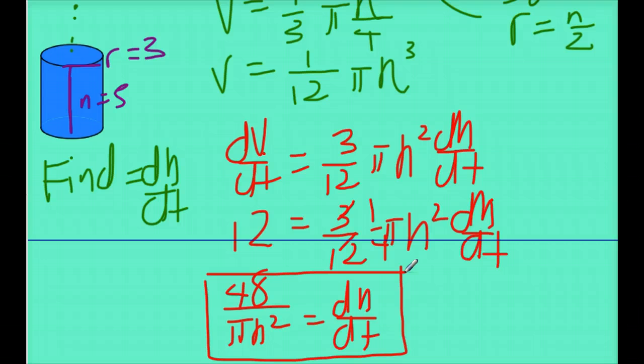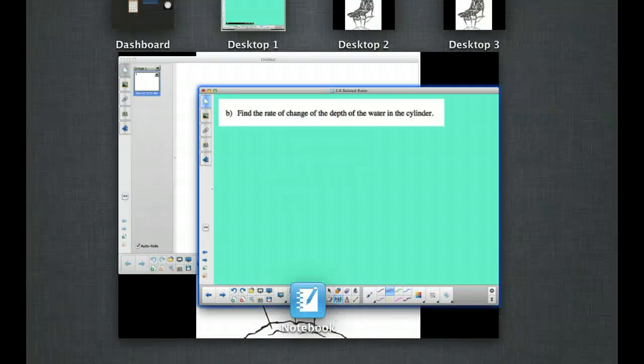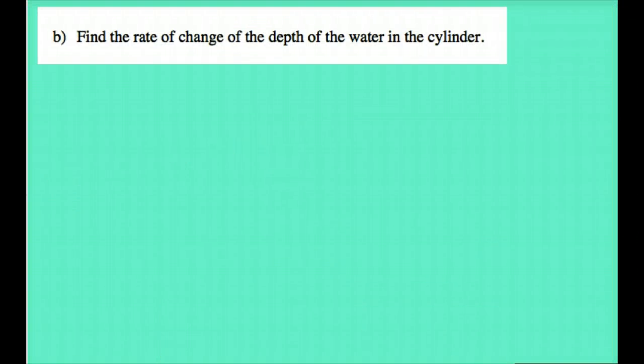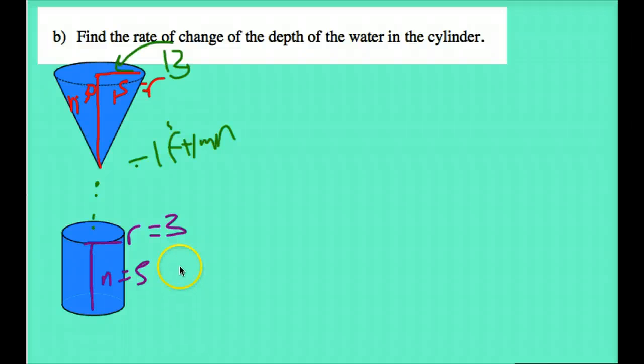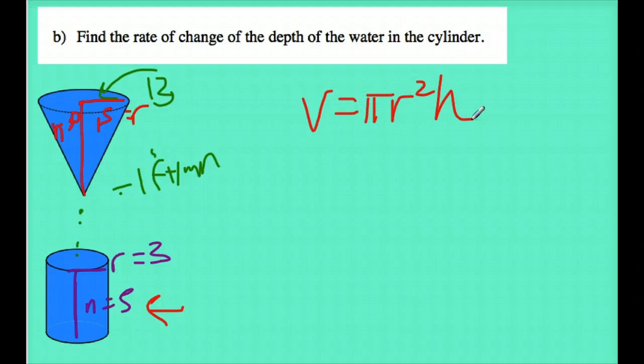Alright, let's take a look at the next piece of this. And once again, let us put in the picture. Alright, it says find the rate of the depth of the water in the cylinder. So now what I'm looking at is this section right here. So same thing, I need the volume of a cylinder. So the volume is equal to pi r squared h. Now here's the difference.